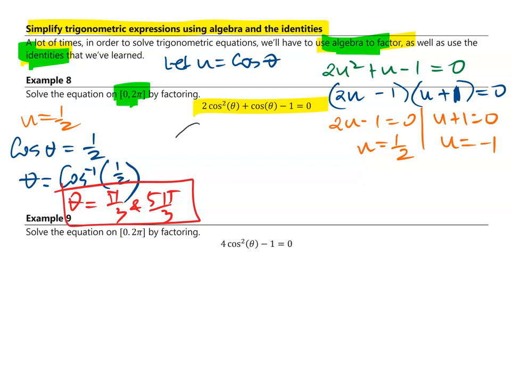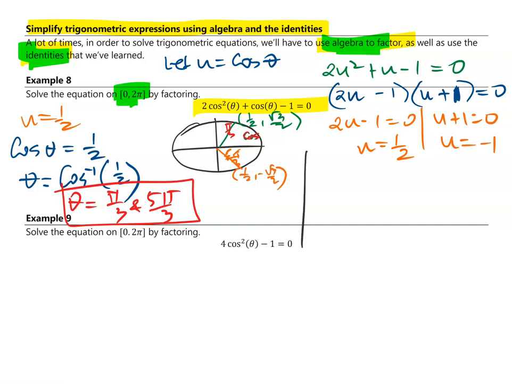Or if you want, we can recall the unit circle. This is pi over 3, where the coordinates are 1/2 and square root of 3 over 2. And the first coordinate is cosine. So that's why pi over 3 is one of the answers. And the other one is 5 pi over 3, where you have 1/2 and negative square root of 3 over 2. So that's why these are the two answers when u is equal to 1/2.